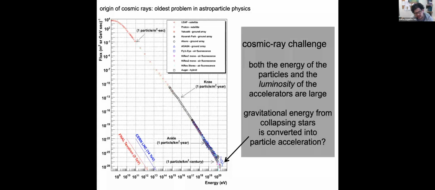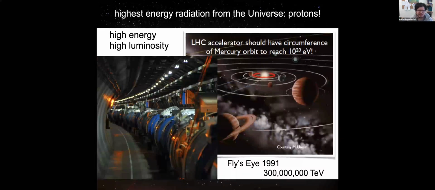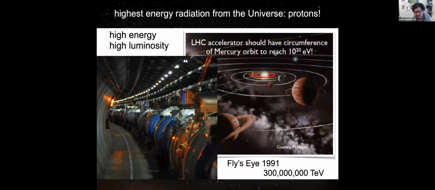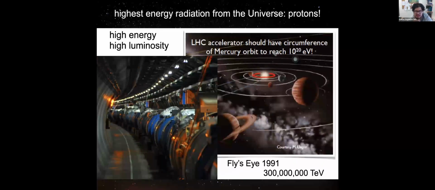And the question is, at the highest energies, how is it that the universe is able to accelerate particles to such high energies? What are the mechanisms of acceleration? So the highest energy cosmic ray that we have observed was seen by the Fly's Eye experiment in 1991, and it had 3 times 10 to the 9 TeV. A TeV is 1,000 GeV, and is close to the center of mass energy of the LHC.